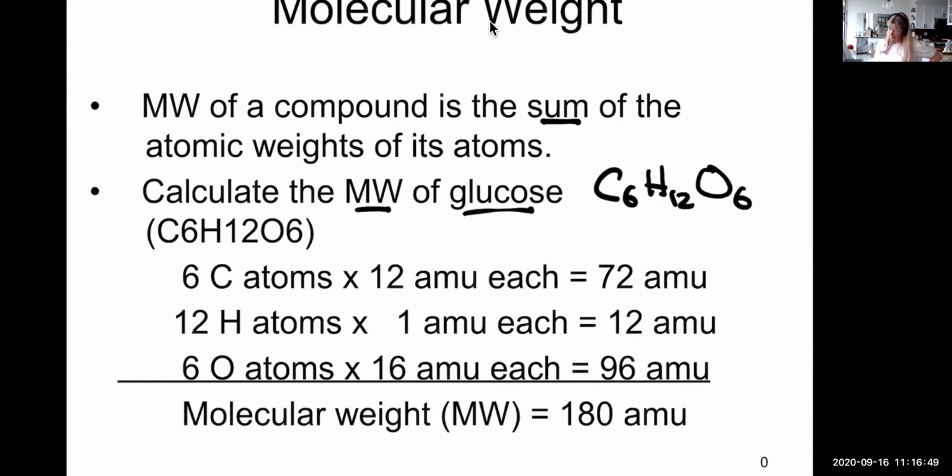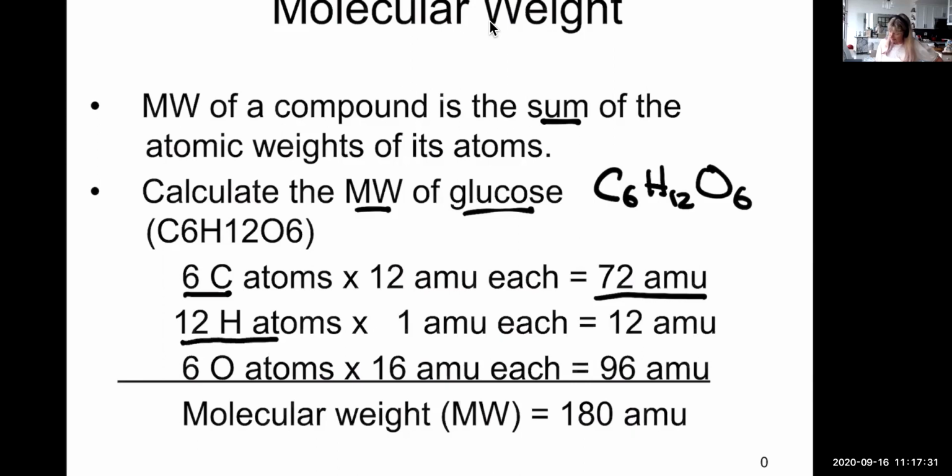There are 6 carbon atoms, and they're 12 atomic mass units each. Why? Because each carbon atom has 6 protons and 6 neutrons. So we add them together to get the atomic mass units. If we multiply the 6 carbon atoms by the 12 atomic mass units that they are each, we have 72 atomic mass units. So basically all you're doing is converting the addition of neutrons and protons to atomic mass units, and you've got your weight.